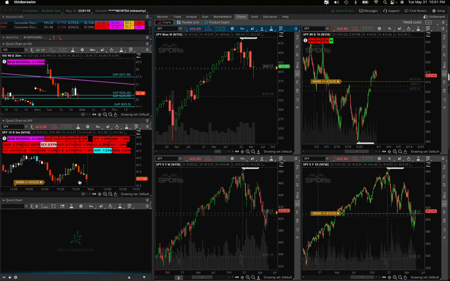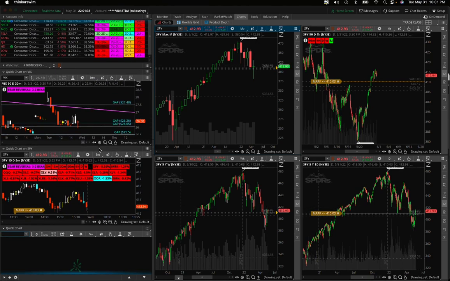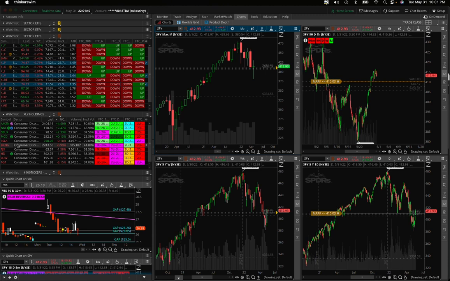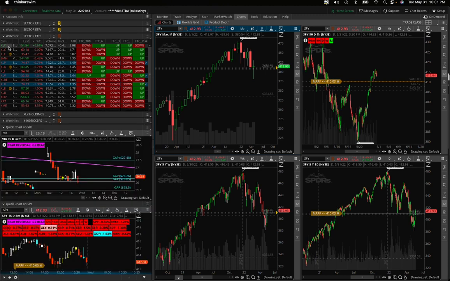All right, so right away we can see that XLY is in pink. It's like a light reddish color, which means it's the highest moving sector. And then XOP is the lowest moving sector, and it's in blue. So we know that XLY lit up for the day, so we're going to look for XLY plays. So scroll up, and we see all of the sectors for today.